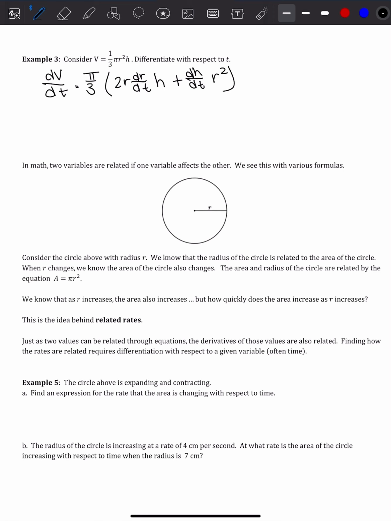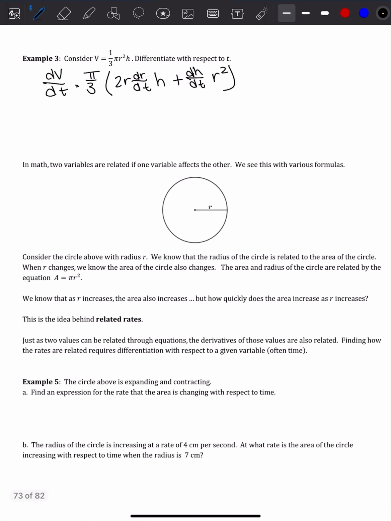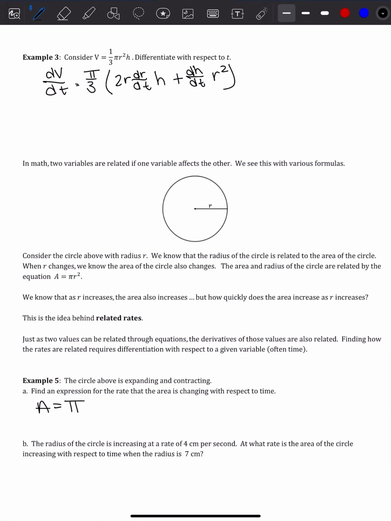So the circle above is expanding and contracting. Find an expression for the rate that the area is changing with respect to time. So we are looking at the rate the area is changing. So we want to start with the area of a circle because we're dealing with a circle. So we have A is equal to pi r squared. And we want to do it with respect to time, so t. So we're going to take the derivative with respect to t. dA over dt equals 2 pi r dr over dt.